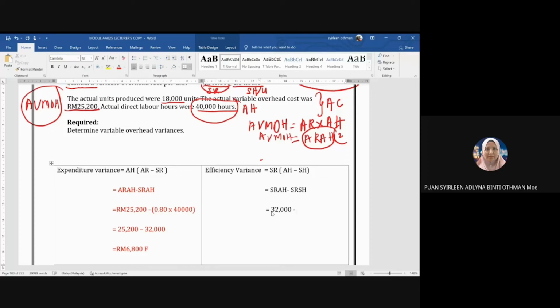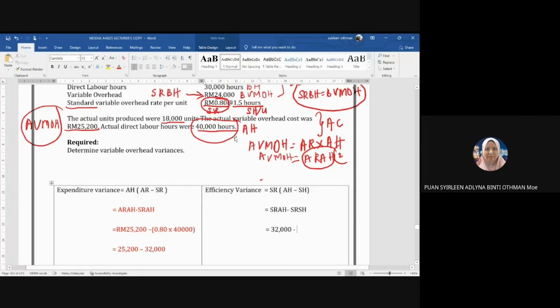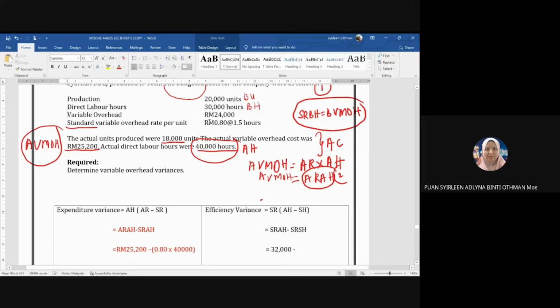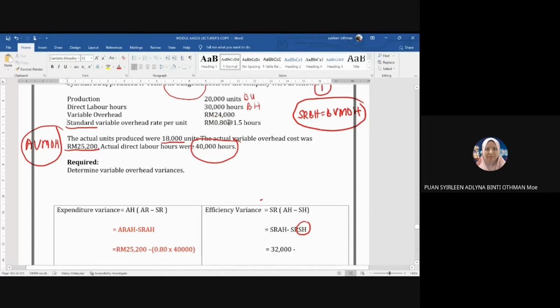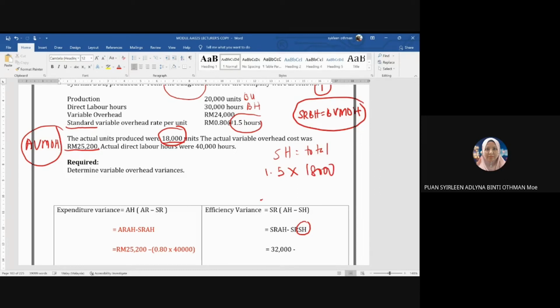SERSAH is how much? Kita tahu SR dah ada dalam soalan. This is your SR, it's 80 cents. Kita cuma perlu cari standard hours. So how much is your standard hours? Kalau kamu tengok dalam soalan, dia bagi standard hours per unit, which is 1.5 hours. Dan saya dah tunjuk kamu nota tadi, standard hours mestilah dalam bentuk total. So standard hours per unit, which is 1.5, you kena multiply dengan actual unit produce, which is 18,000. So 1.5 kita akan darab dengan 18,000. Dekat sini kita akan dapat 27,000.